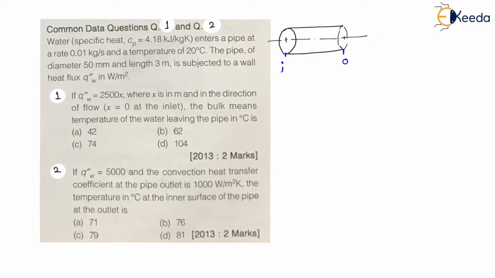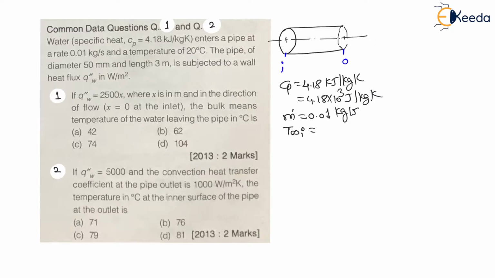Now, my dear students, the specific heat of water is given, Cp is 4.18 kilojoule per kg Kelvin. Therefore I can write 4.18 into 10 to the power 3 joule per kg Kelvin. Then the mass flow rate of water is given as 0.01 kg per second, and the inlet temperature of water, as water is a fluid, let us assume the T infinity at inlet is equal to 20 degrees Celsius. Means the T infinity will be here at the center point. Therefore at this point there will be a T infinity I, the inlet temperature of water.